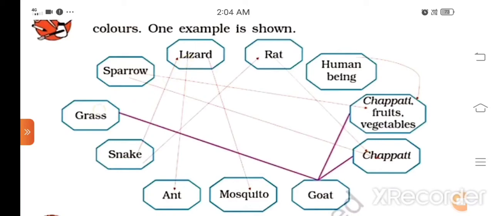Okay. Then sparrow. Sparrow eats chapati, fruits and vegetables. Then there is a rat. The rat is eaten by a snake, and the rat eats chapati. And the human beings eat chapati, fruits and vegetables.